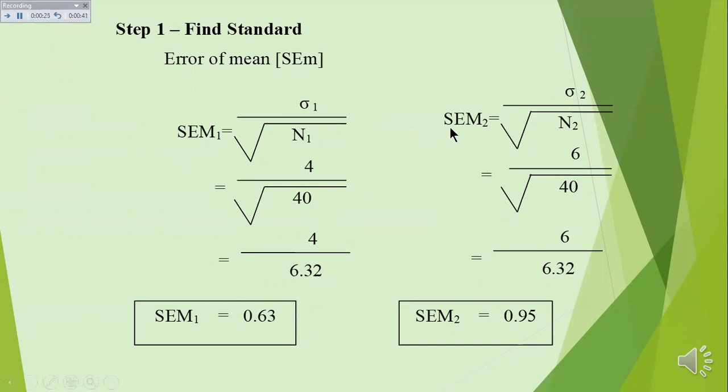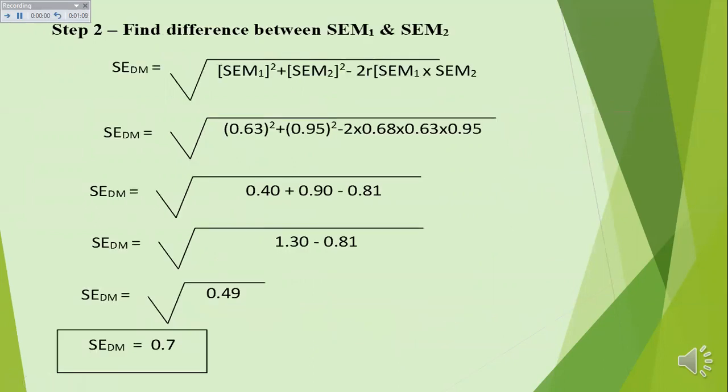Now, we have to find out the standard error of mean regarding post-test. Standard deviation of post-test is 6. Number of students 40. Root of 40 is 6.32. 6 divided by 6.32 is 0.95. So this is the standard error of mean regarding pre-test, and this is the standard error of mean regarding post-test. Okay.